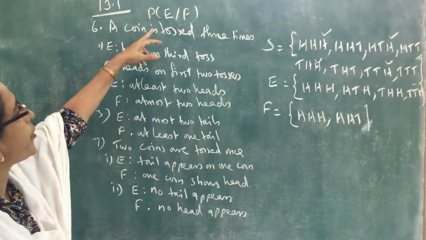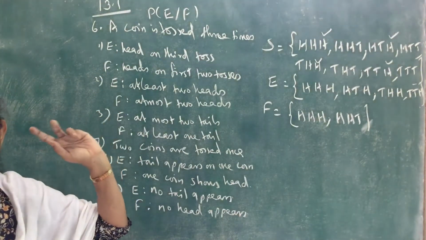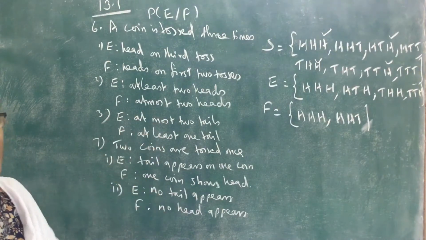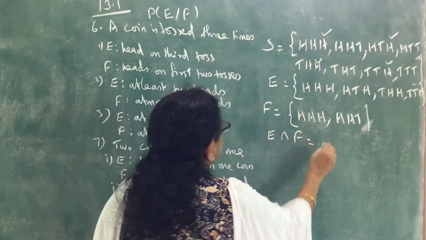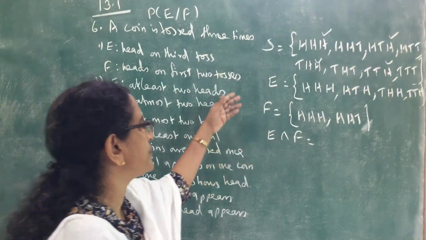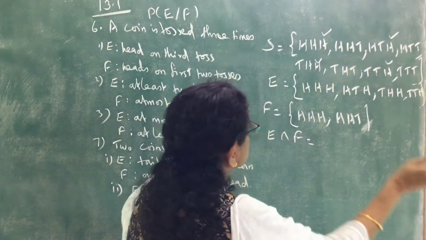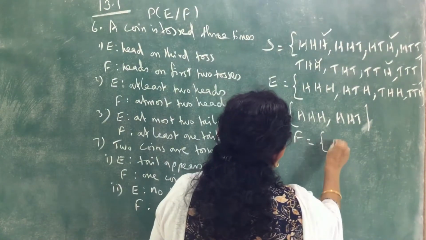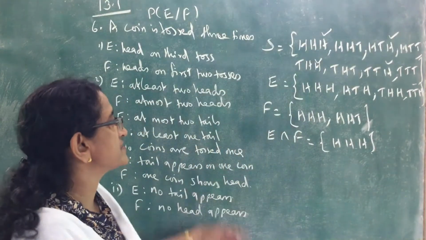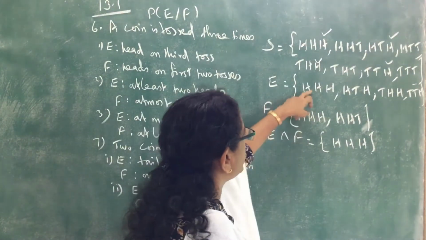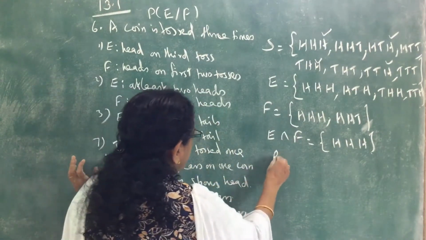Now we want to find the probability of E given F. What is the formula? Probability of E intersection F divided by probability of F. So we want to find E intersection F. Write the common elements of E and F. Here, H, H, H. Write the set of common elements. So only this is a common element.